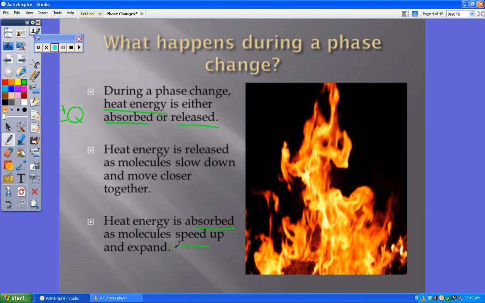So, like in the examples that we had with the energy graphs for the phase energy, that's why we had different bars for, if it was a solid, it was 1 bar. If it was a liquid, it was 2 bars. And if it was a gas, it was 4. That's what these 2 points are saying, is that as the heat energy is absorbed, the molecules speed up and expand, i.e. the hottest one and the fastest moving one is a gas.